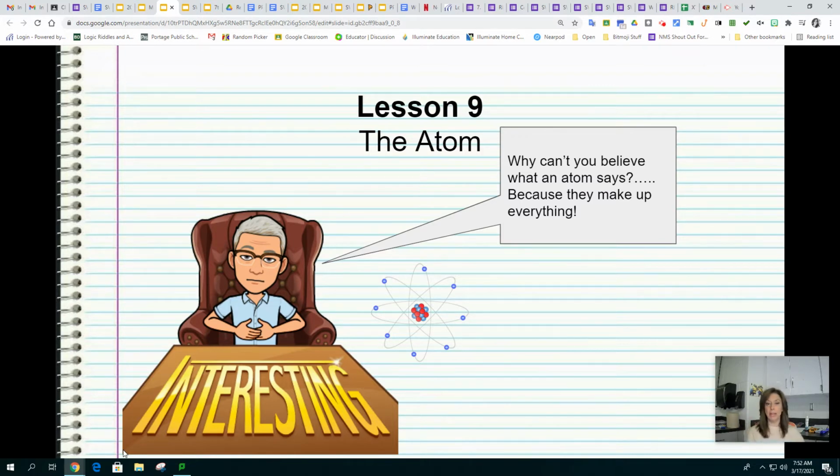So we've learned that atoms make up molecules, and atoms and molecules are what make up everything in our world. All matter, whether it's a solid, a liquid, or gas, is made up of molecules, which are made up of atoms.